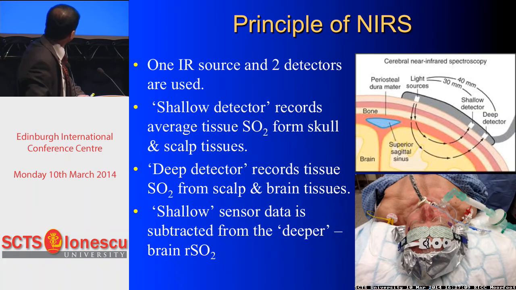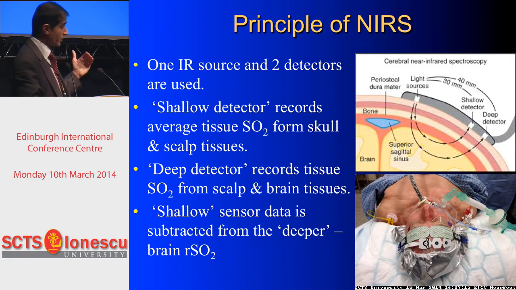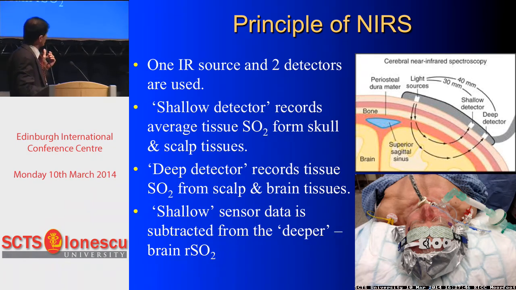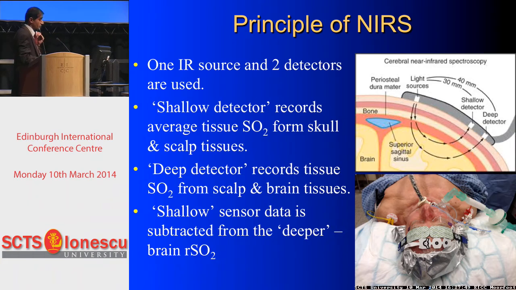So here you can see the two sensors applied to the patient's forehead. So essentially, you're monitoring the frontal lobes of the brain. And here you've got the infrared source, and there are two sensors, a shallow sensor and a deep sensor. The shallow sensor will measure the oxygen saturation through the skull and scalp mainly. But the deeper sensor will measure the oxygen saturation not only through the skull and scalp, but also through the cerebral tissue. And to get the actual brain oxygen saturation, you digitally subtract the data from the superficial sensor from the deep sensor. And what you end up with is just the brain oxygen saturation.